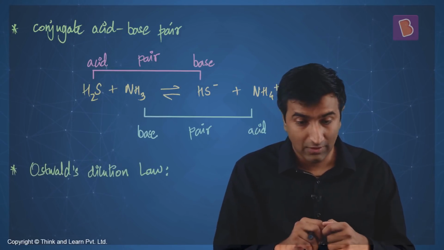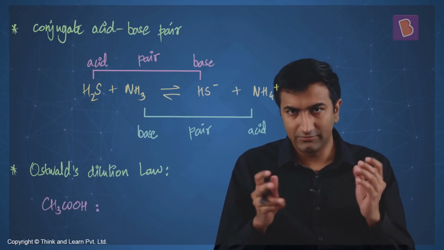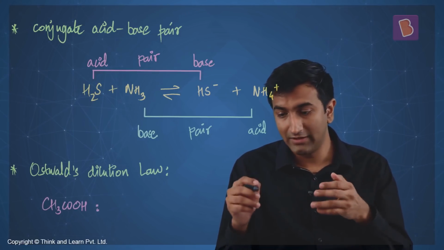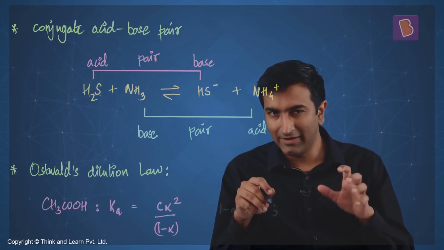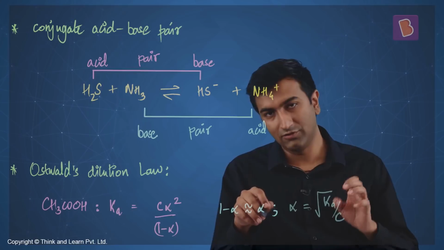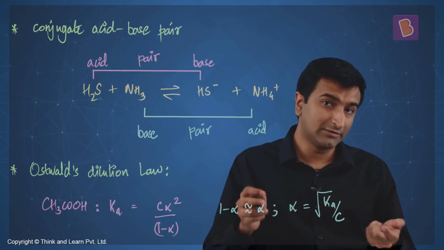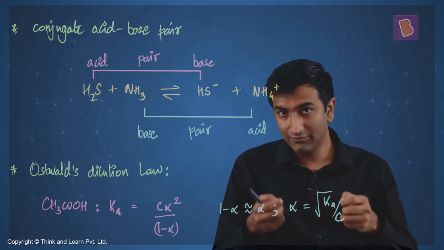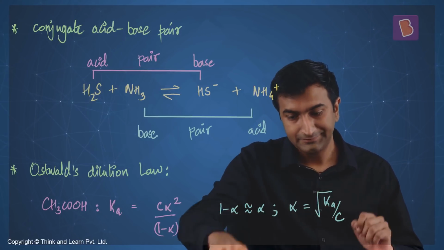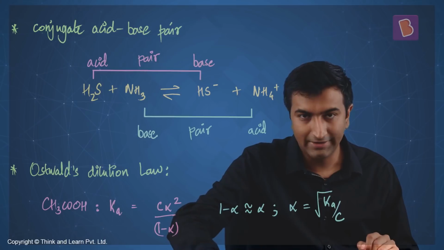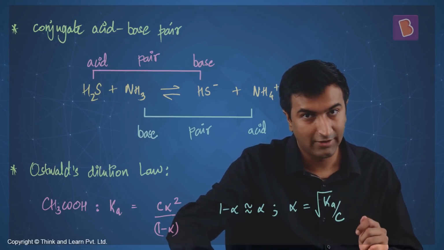Ostwald dilution law. Well, CH3COOH, right? It's a weak acid, so it has a very low alpha value, which means that I can make this approximation where 1 minus alpha is almost equal to 1 and alpha is equal to under root Ka by C. So this just means that as dilution increases, degree of dissociation increases after a point. There's a graph that looks like that. Anyway, a simple idea, but really useful in solving really complicated numericals.